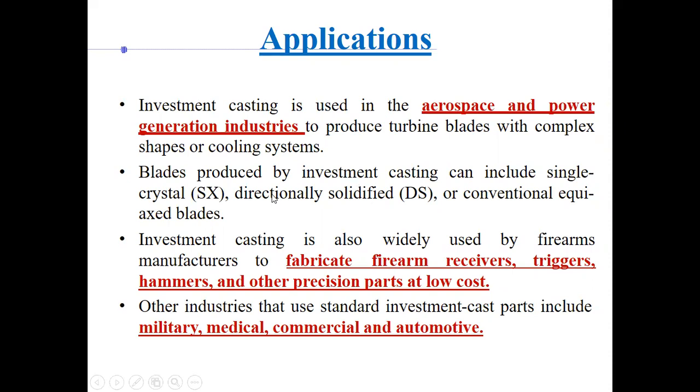Investment casting is also widely used by firearm manufacturers to fabricate firearm receivers, triggers, hammers, and other precision parts at low cost. So precision parts are what you can make. Other industries are military, medical, commercial, and automotive. Medical, in the sense that presently 3D printing is being used, but in the past, I believe this was used for these precision and complicated parts. Automotive, we have even discussed some examples.